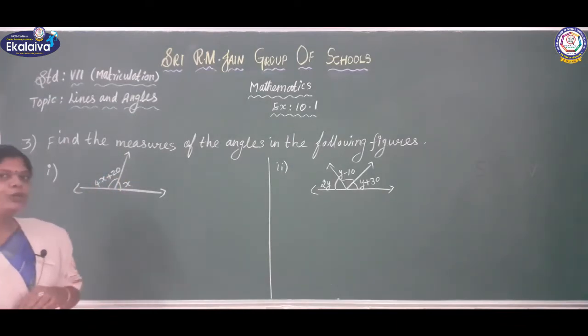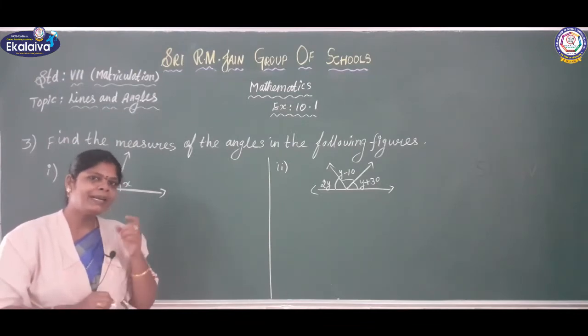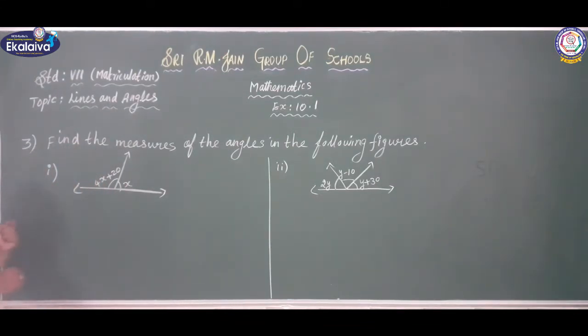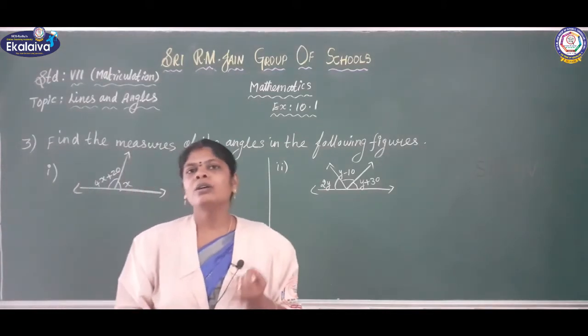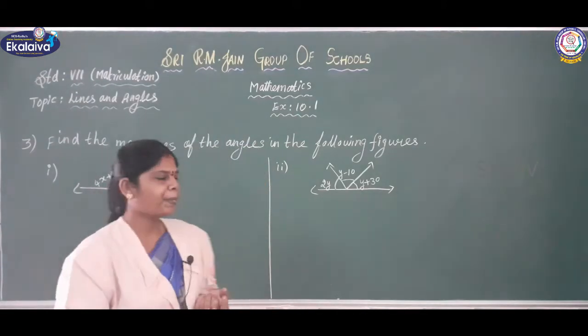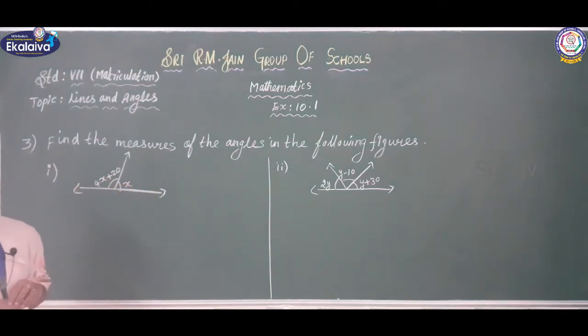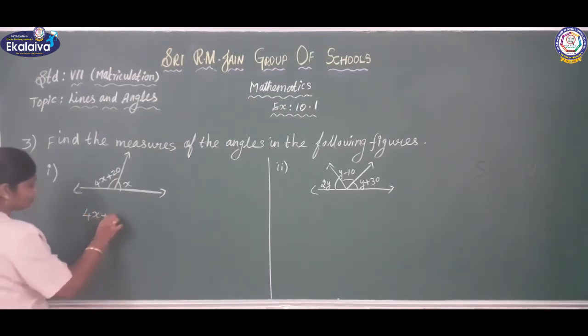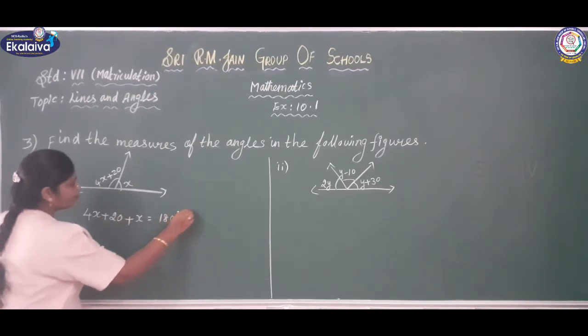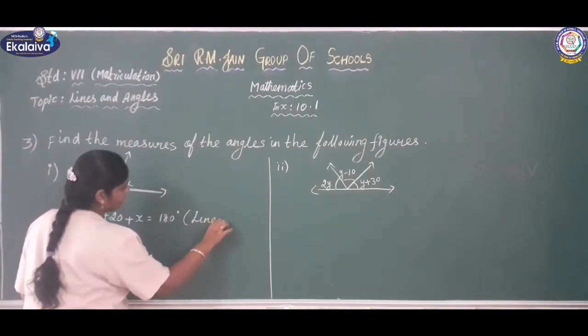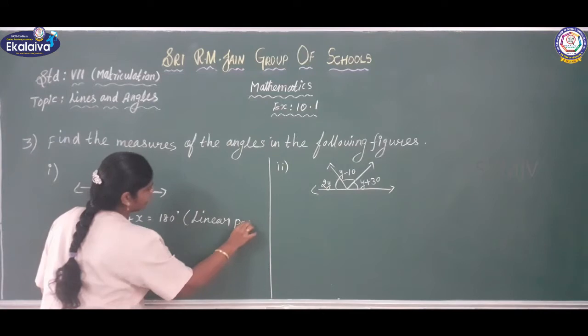So here we are going to use the concept of linear pair. So what is a linear pair, children? Two adjacent supplementary angles are called a linear pair. So when we add these two angles, this value is equal to 180 degrees. So 4x plus 20 is the one angle, and the other angle is x, equal to 180 degrees because of linear pair. So we have to write the reason on this side.